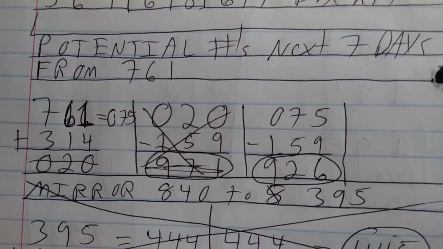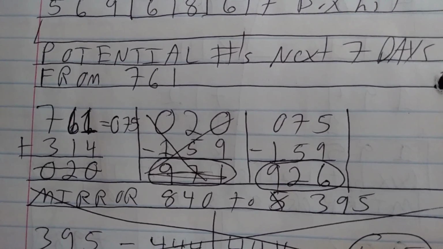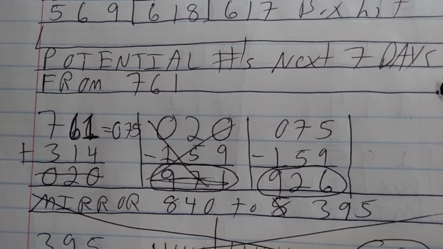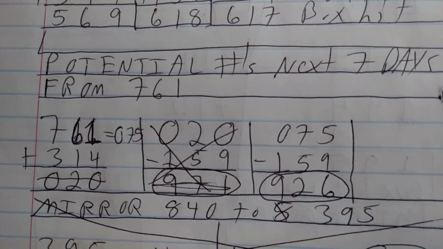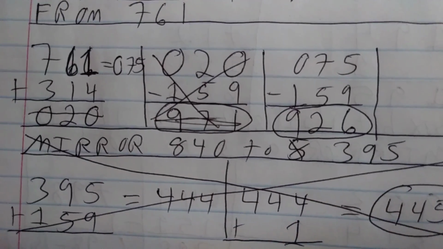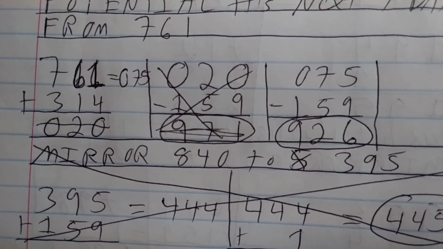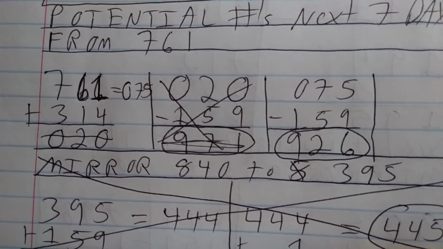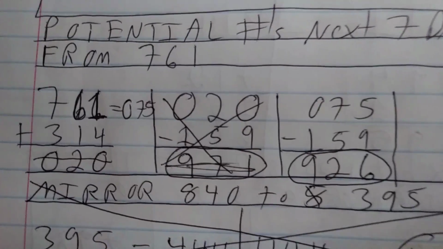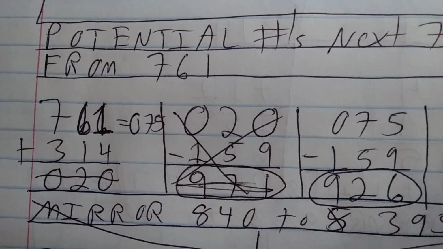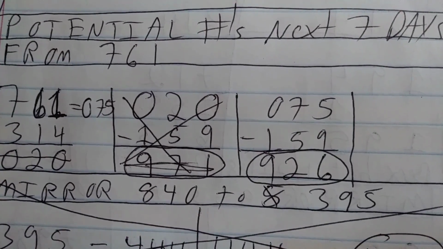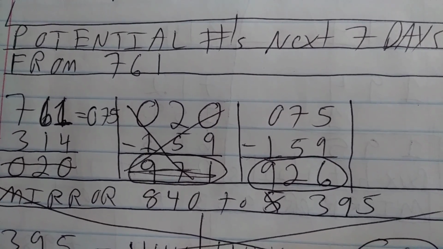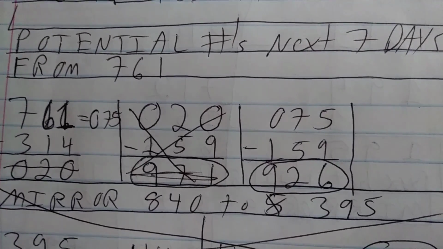So on this past Thursday, you had 761 hit. Okay, so you're going to add 314 to 761, so 7 plus 3 is 0, 6 plus 1 is 7, and then 1 plus 4 is 5. So if you see that right there, 075, and then ignore the middle there, and then 075 on the right-hand side there.